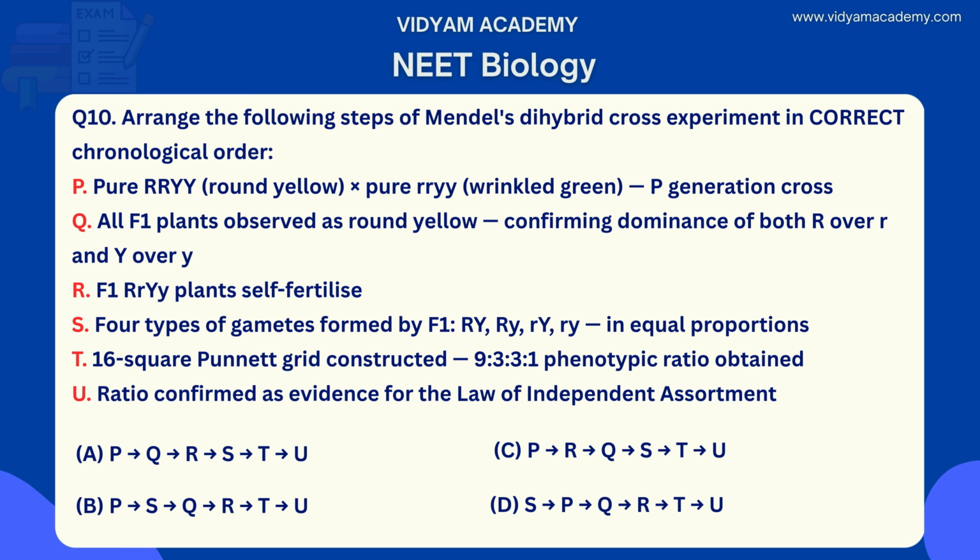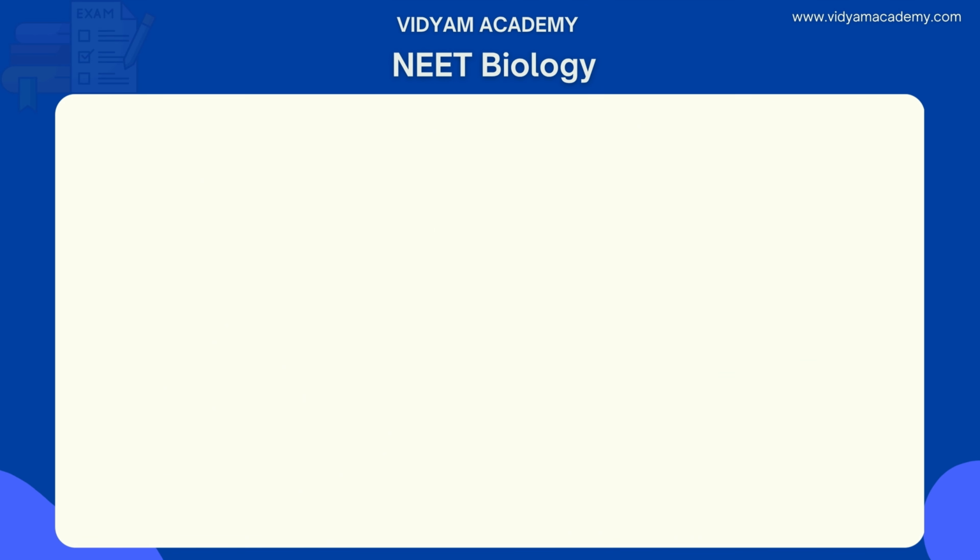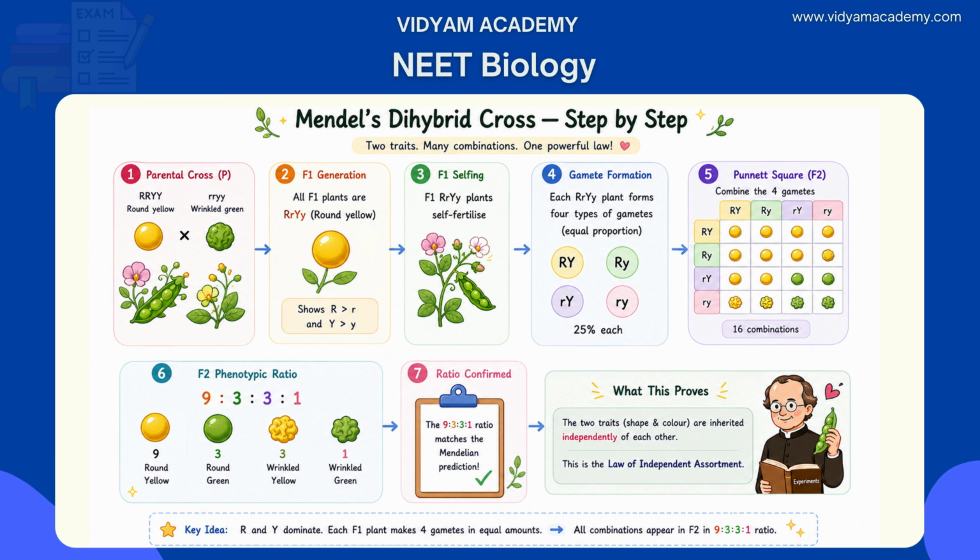The right answer to this question is option A, which is the correctly matched chronological order, PQRSTU. Let's see. The cross begins with P, breeding parent plants RRYY and rryy crossed first. Q follows immediately because all F1 offspring are RrYy, phenotypically round yellow, confirming that R dominates r and Y dominates y. R is next: the F1 RrYy plants are allowed to self-fertilize, which is the step that generates the critical F2 data.